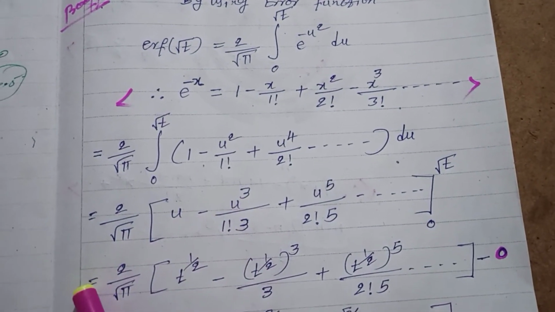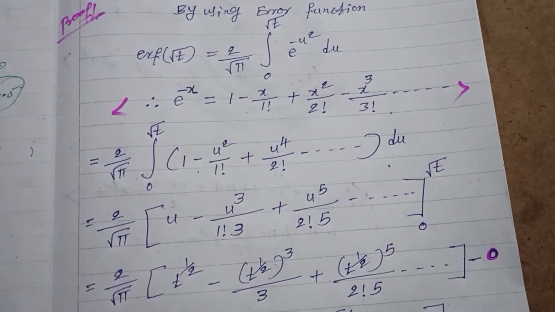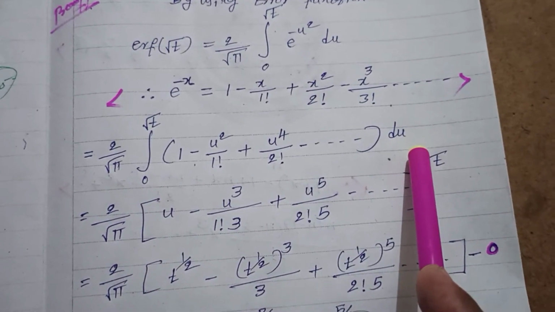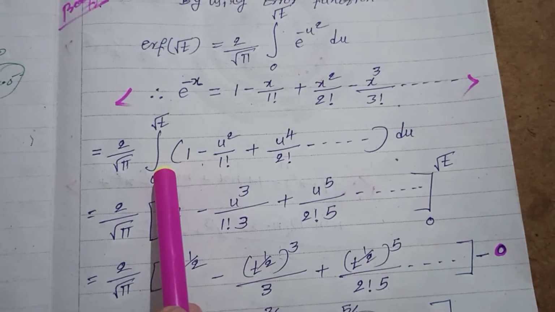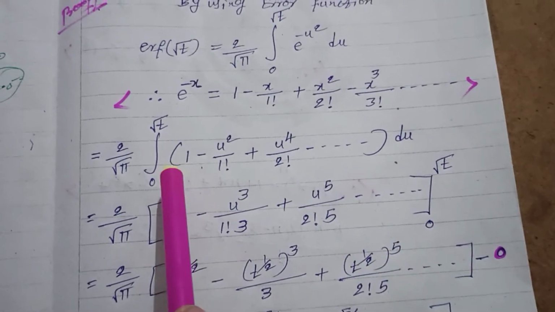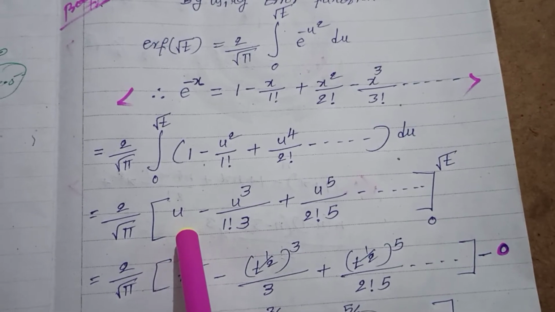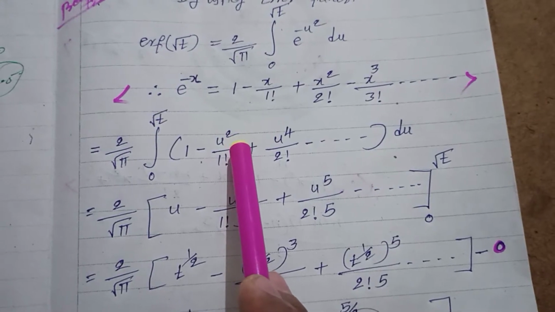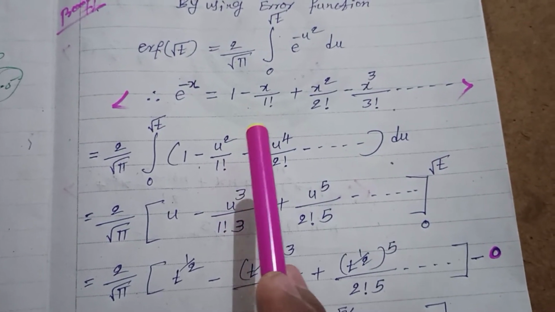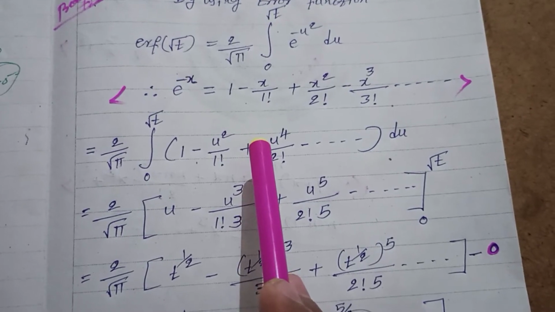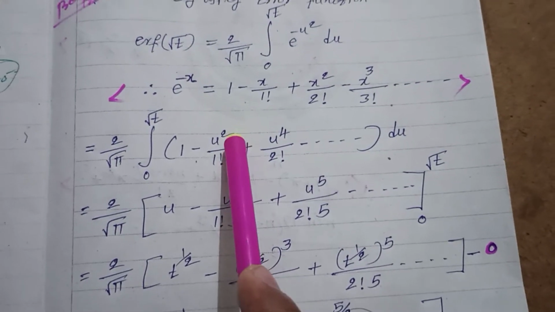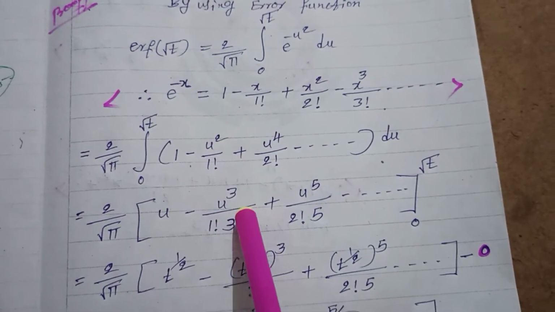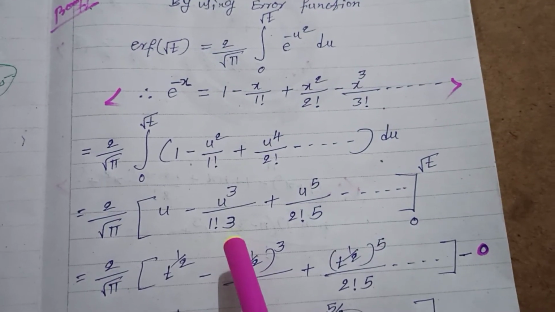See here. Now integrating with respect to u. If you do the integration, you will get here u, integration of du is u. Here, integral x to the power of n is equal to x to the power of n plus 1 by n plus 1, that is, in place of x here we have u. So u power 2 plus 1 is u cube by 2 plus 1 is 3.